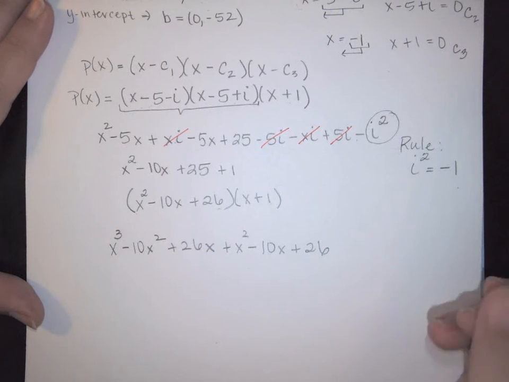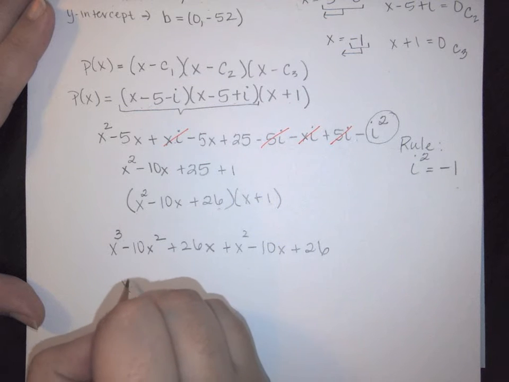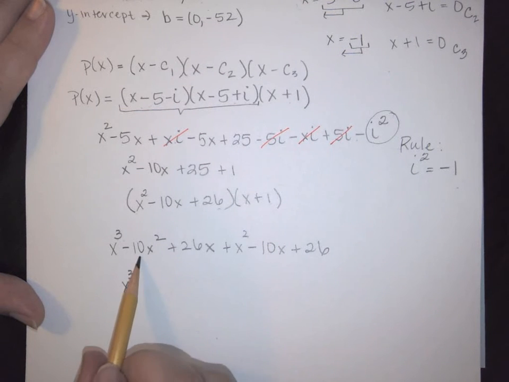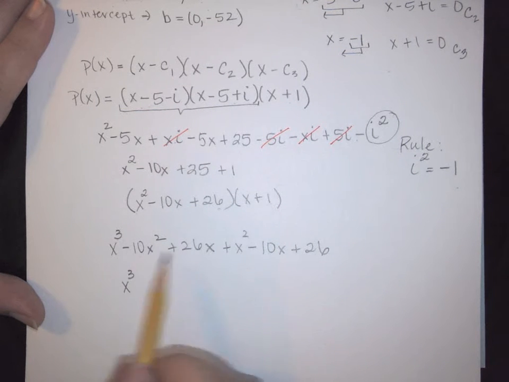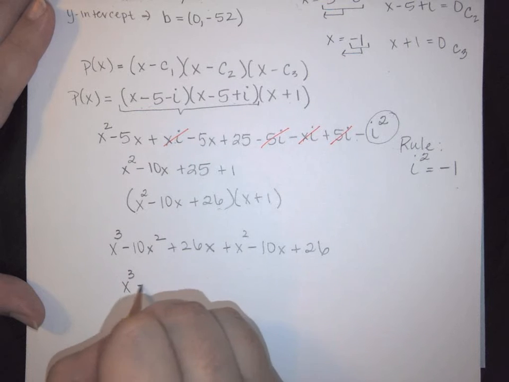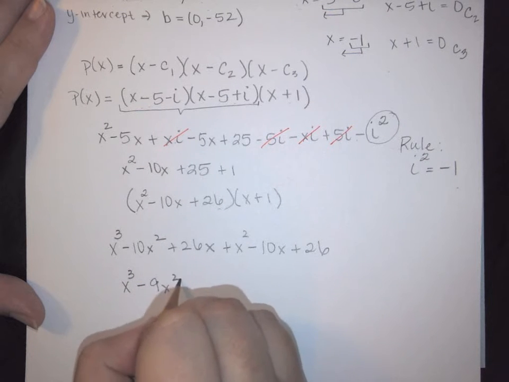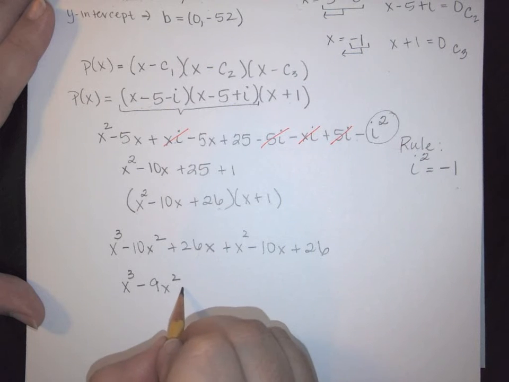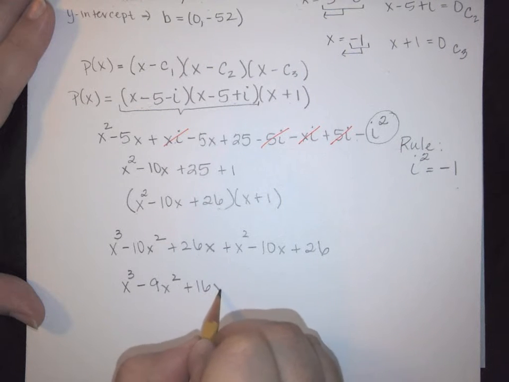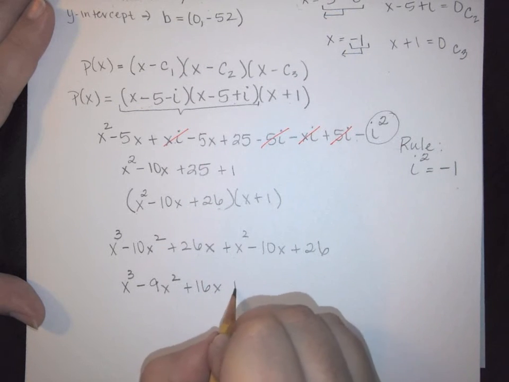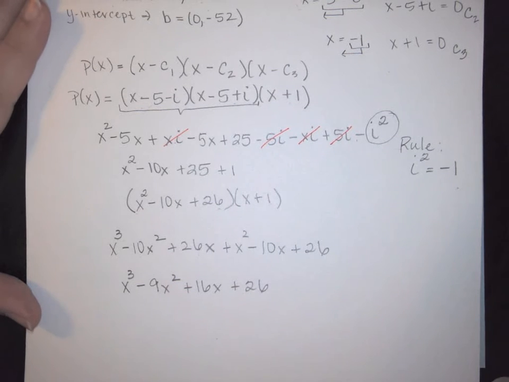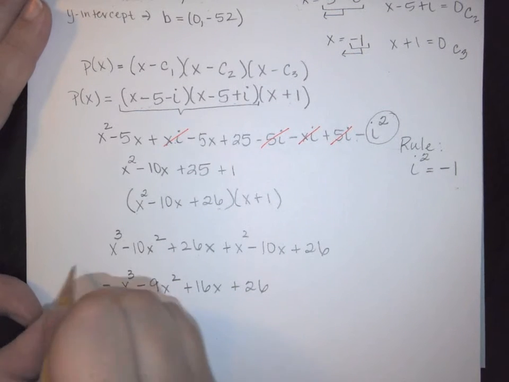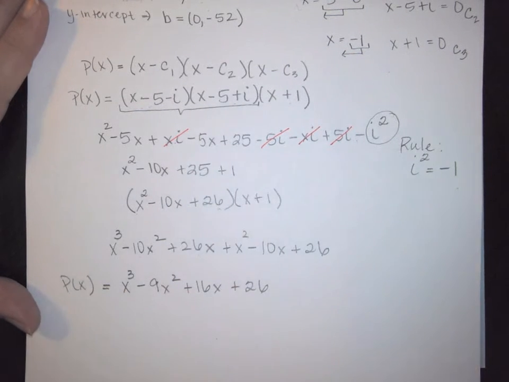So now we need to combine. So all I have is an x cubed. I have negative 10x squared plus an x squared is a negative 9x squared. I have 26x minus 10x is a plus 16x, and then I have plus 26. So this is your polynomial.